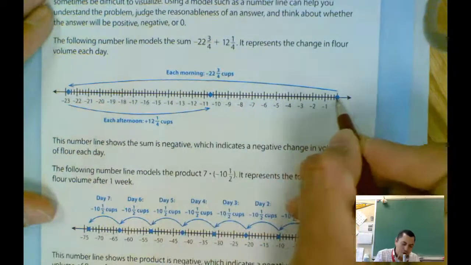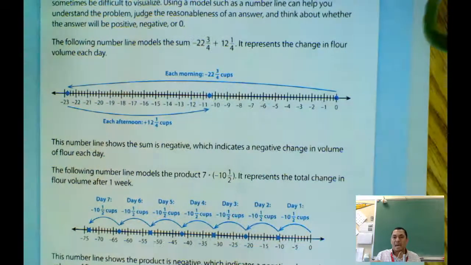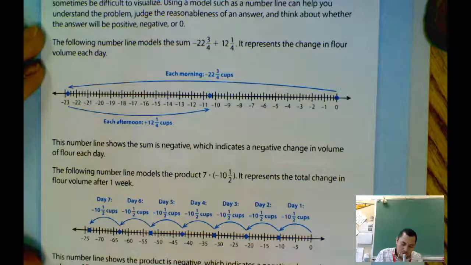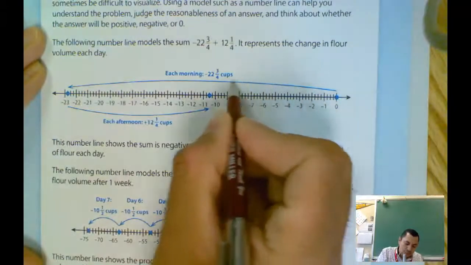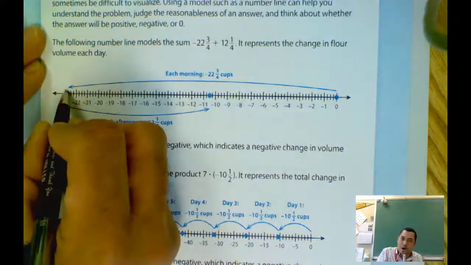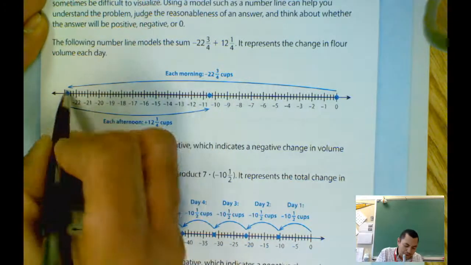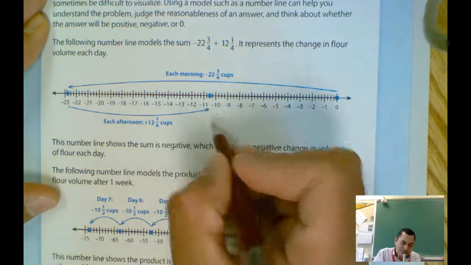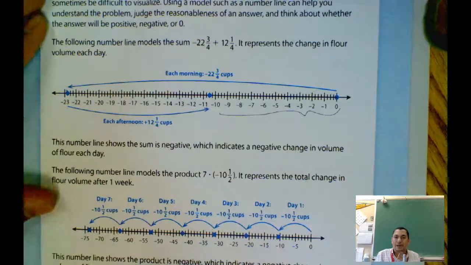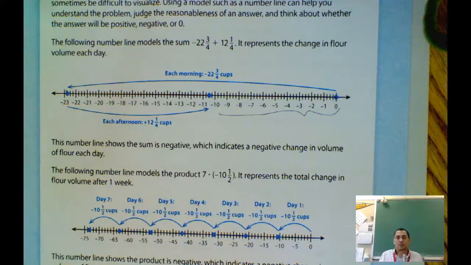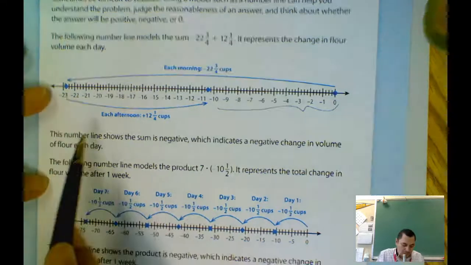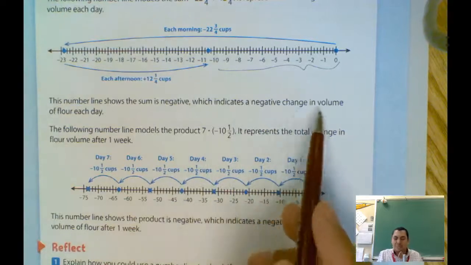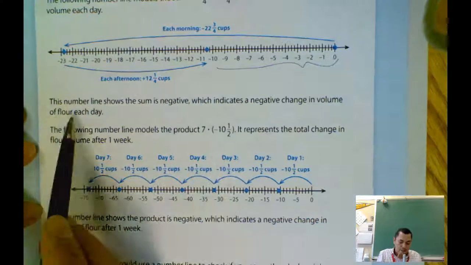So we're going to start at 0, because every morning you have the container of flour. So what we do is we take 2 3/4 cups of flour every morning, and then we replace it with 1 1/4. As you can see, all this is what we needed to get to 0. So you're going to end up with a negative. So this number line shows the sum is negative, which indicates a negative change in volume of flour each day.